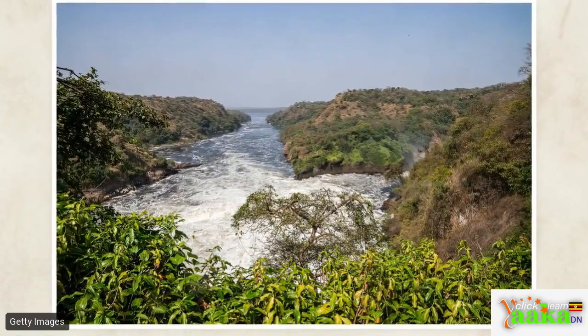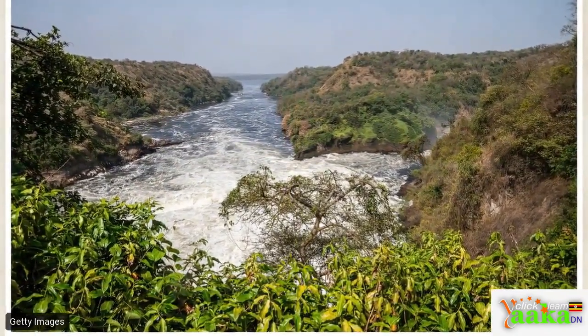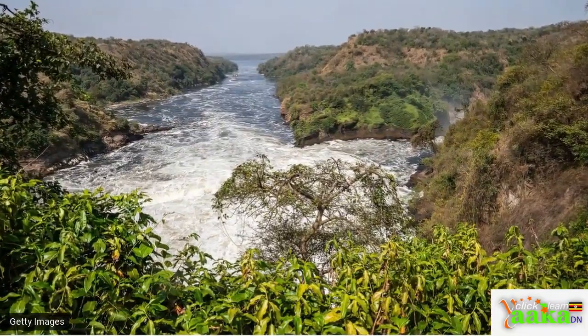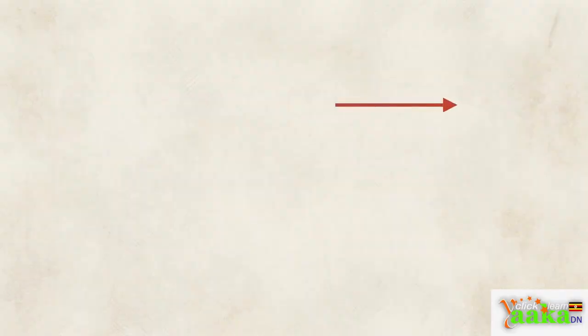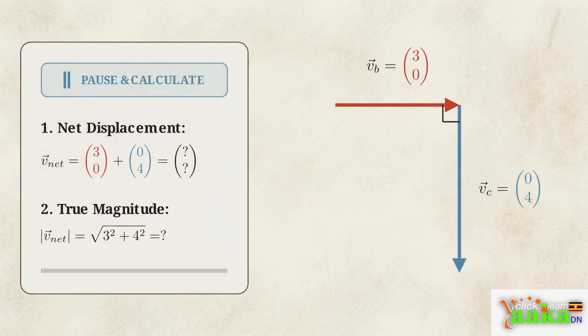Let's put this into practice. Imagine a boat trying to cross straight over a river while a strong current is simultaneously pushing it downstream. The boat's engine provides a velocity of 3 units horizontal, 0 vertical. The river's current is 0 horizontal, 4 units down. Pause the video now. Add these two vectors together and calculate the true final magnitude of the boat's path.